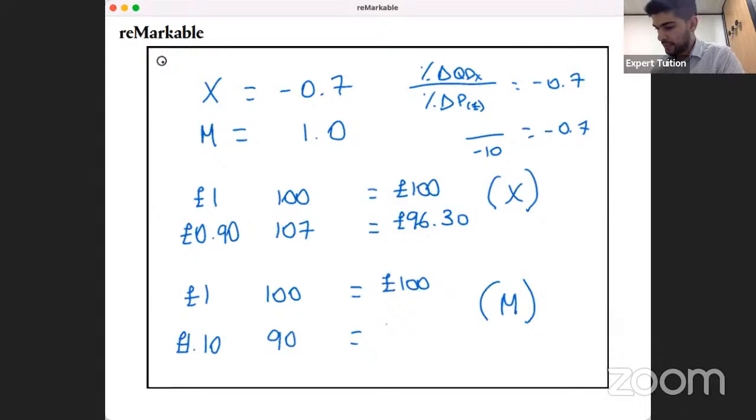Hopefully my maths isn't really embarrassing. I think that's £99. Yeah, is that right? In which case, is my current account getting better or is it getting worse? Well, you notice initially it was 0. Now it's 96.3 minus 99. I am now in a deficit. My current account got worse. Is that super duper clear?